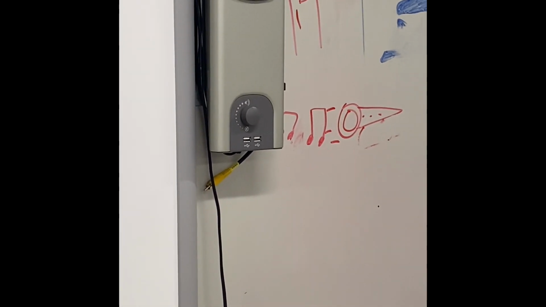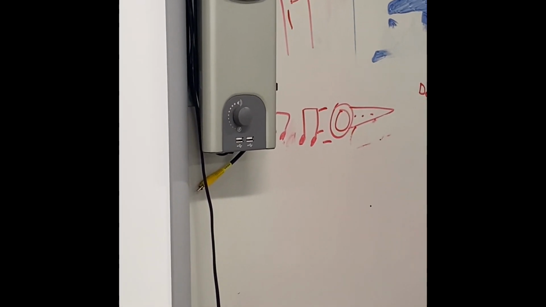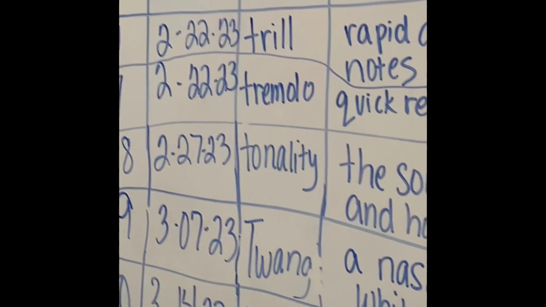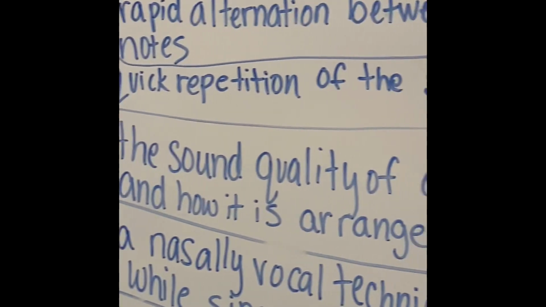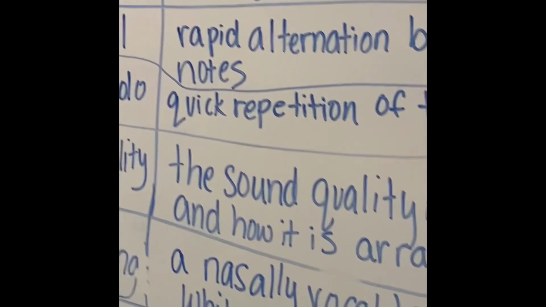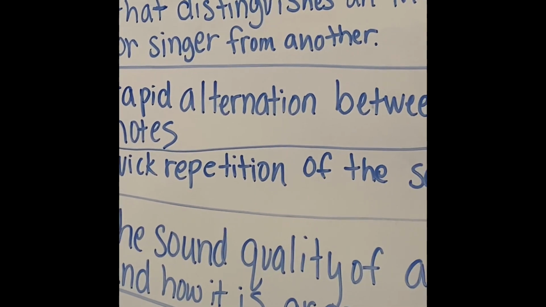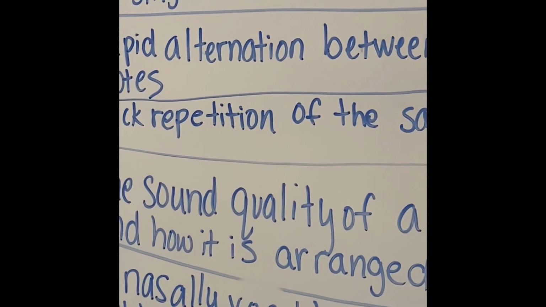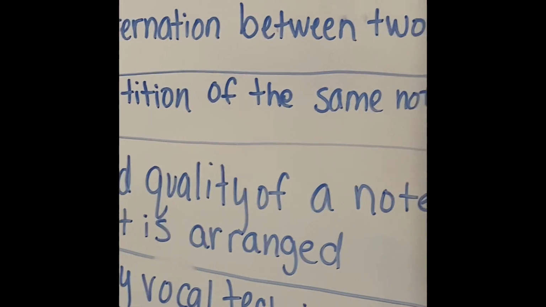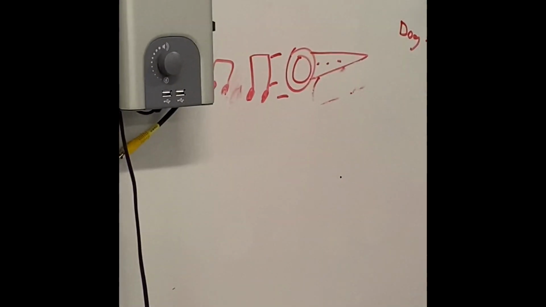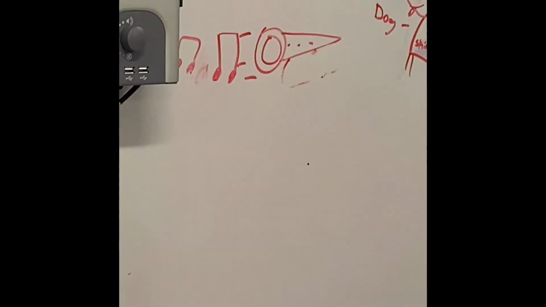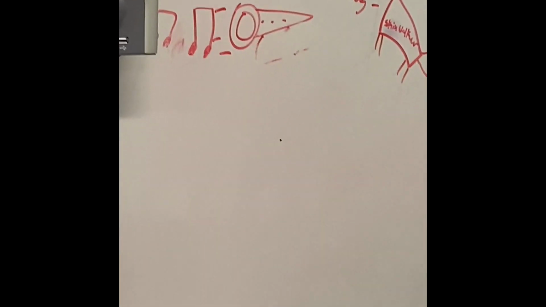Trill? Rapid alternation between 2 notes. A trill? No, because that's a vocal technique. Okay. So is it the second 6? Timbre, tone, color, and quality of a sound that distinguishes an instrument or singer from another. It's 6. Yep, timbre. So that's like when you hear a certain sound, you know that it identifies with that instrument or that person.